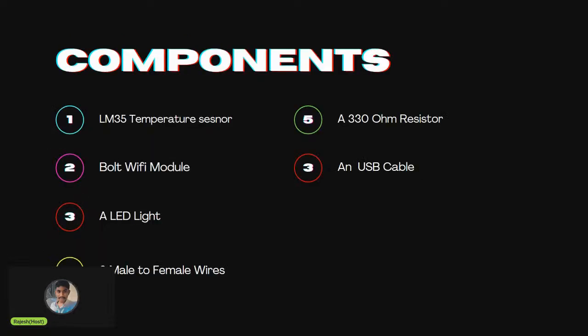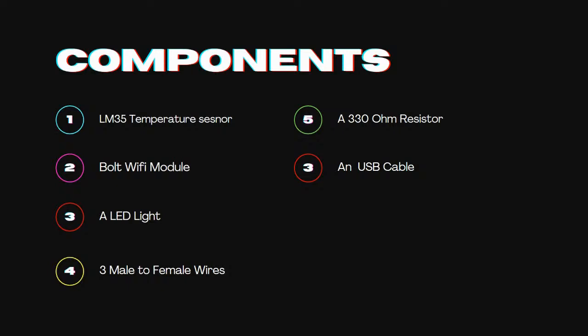The hardware components that are required for this project are the LM35 temperature sensor, which is the major sensor that is going to monitor or measure the temperature, and the Bolt Wi-Fi module. This is the heart of our project, and it will connect the hardware and software. Then an LED light. As I mentioned earlier, we also want an LED indicator, so for that, this LED light.